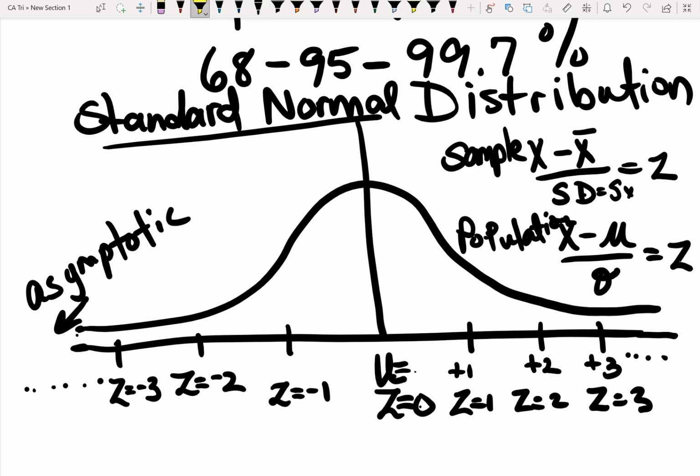What you need to remember is, as far as 68, that refers to the percentage of the population. If it is normally distributed, 68% of this population is going to fall between the -1 z-score and the +1 z-score. So it's between here and here. All of this is 68%. So basically 34% on this side and 34% on this side. Okay?